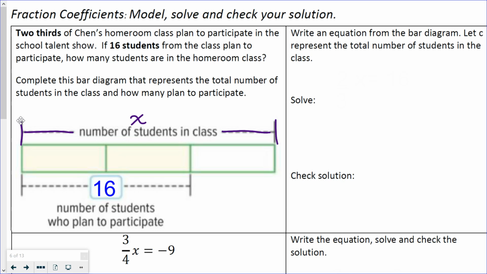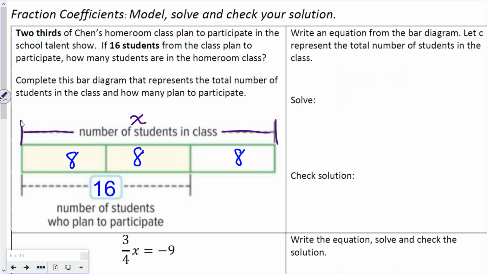Okay, and if that's 2/3 of the class, I'm going to take 16 and split it into half. So that means there's 8 here and 8 here. So theoretically, there should be 8 here. Okay, so that's how we would model this. But how would I write it as an actual equation?